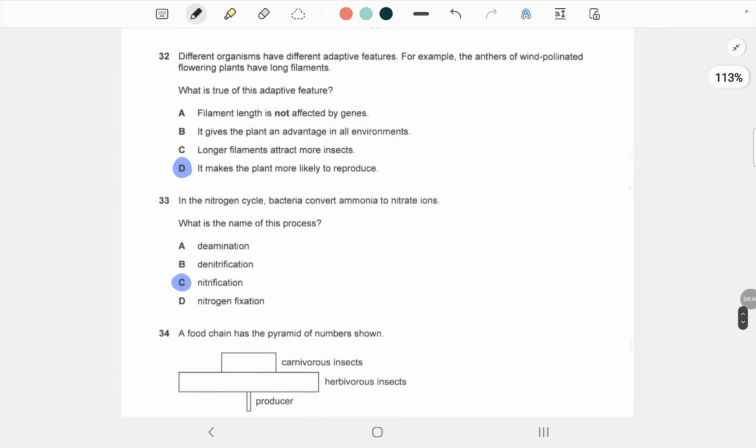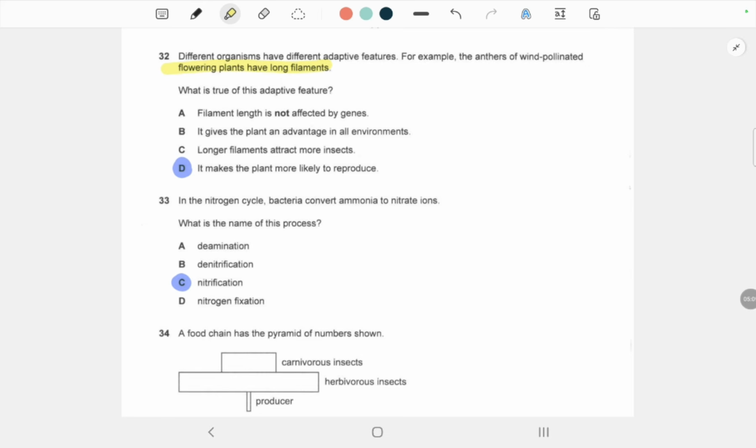Question 32. Different organisms have different adaptive features. For example, the anthers of a wind-pollinated flowering plant have long filaments. Which is true of this adaptive feature? Well, that adaptive feature of long filaments makes the plant more likely to reproduce, because basically if you have a longer filament, you have a longer reproductive organ, so more of the adaptive feature can survive for a longer period of time, so you have a larger ability to reproduce.